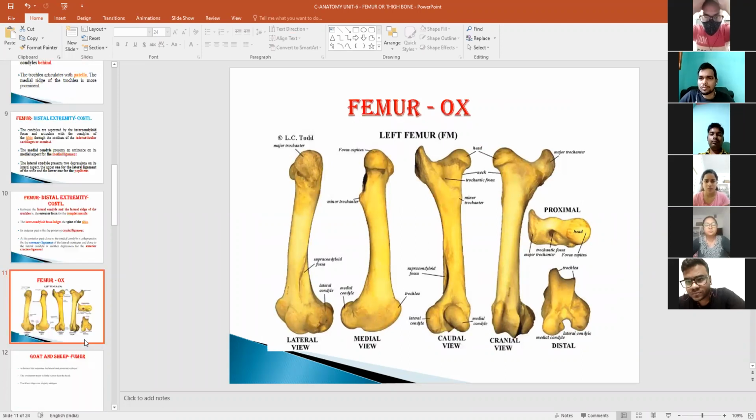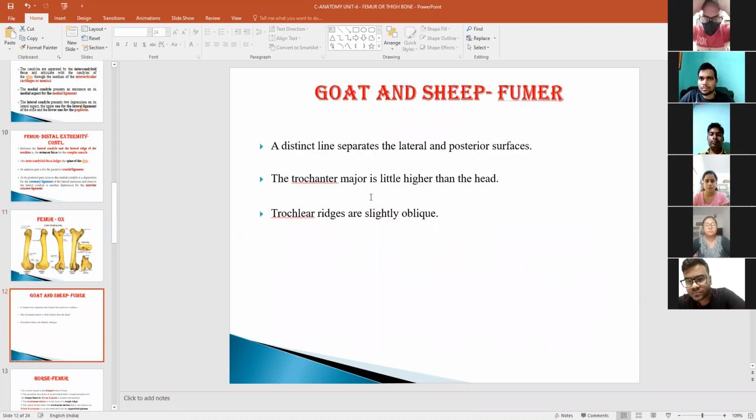Next, from the comparison point of view, the sheep and goat femur is almost similar to that of the ox, but here a distinguished line separates the lateral and posterior surface. In the ox, the anterior, lateral and medial surfaces have no demarcation between them, and all are covered by a muscle known as the gluteal muscle. But here there is a line between the lateral and posterior surface.